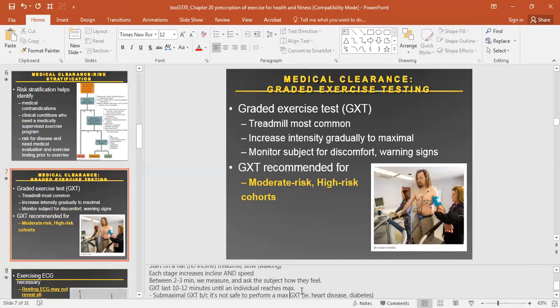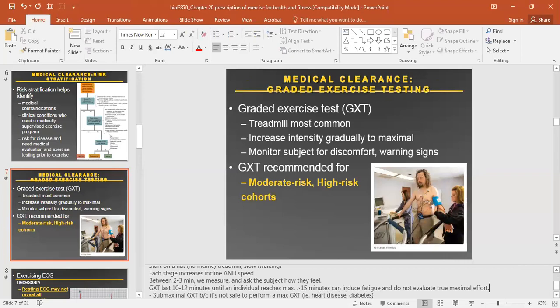If you're doing a maximal graded exercise test, it shouldn't last longer than about 10 to 12 minutes, maybe 15 at the most. Longer than 15 minutes can induce fatigue, and you'll end up not being able to evaluate a true maximal effort. So if it goes too long, you can end up just causing fatigue in the individual, and you're not actually getting a true maximal effort because the individual is just tired. So a true maximal graded exercise test should only last about 10, 12 minutes.